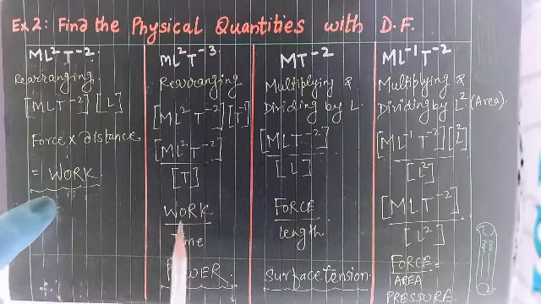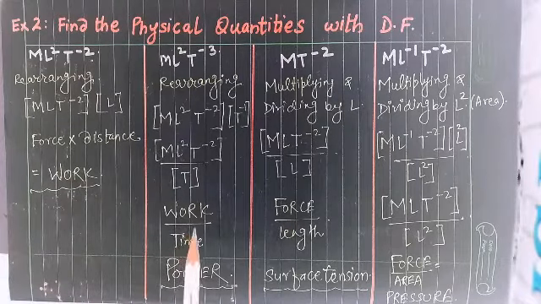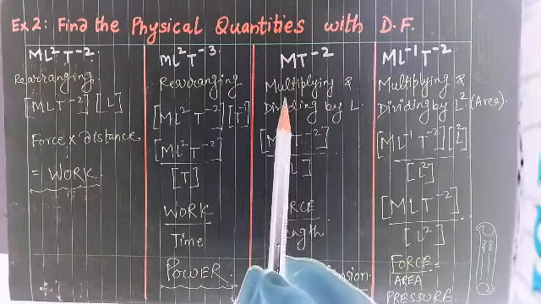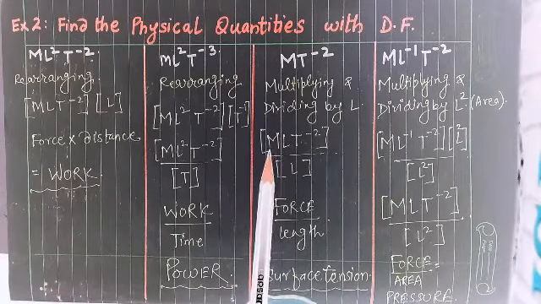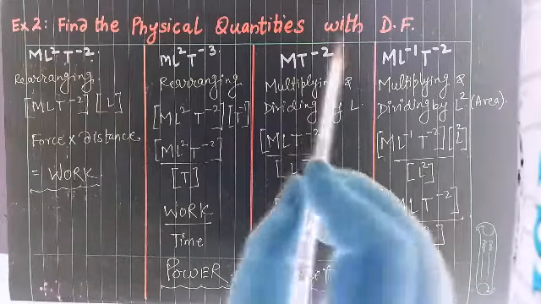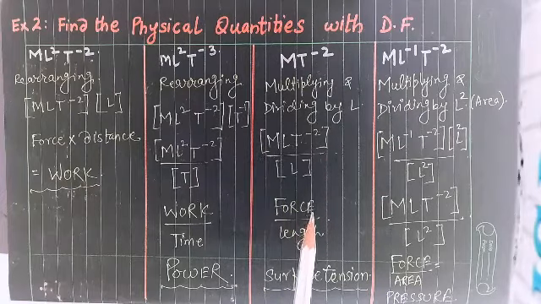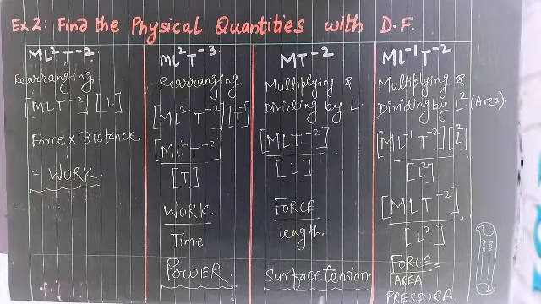So it is work upon time. Now in your 9th also you have studied work upon time is power. Next, M T minus 2. Now multiplying and dividing by L, we get M L T minus 2 upon L. Now this becomes force upon length. So force upon length is a physical quantity known as surface tension.